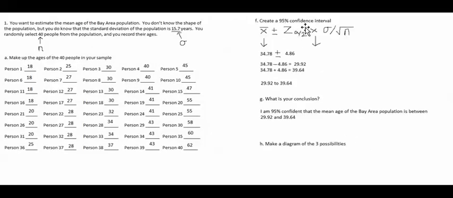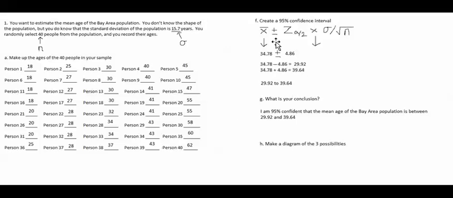The next part says to create a 95% confidence interval. When you create a confidence interval, you take the sample statistic and you add and subtract the margin of error. So in our situation, we're going to take the sample mean, which came out to 34.78, and add and subtract the 95% margin of error, which came out to 4.86. And we're going to get two answers by adding and subtracting. And the confidence interval is just the interval between the two answers. So since my two answers were 29.92 and 39.64, my confidence interval is 29.92 to 39.64. I just took these two numbers and plugged them in right here.